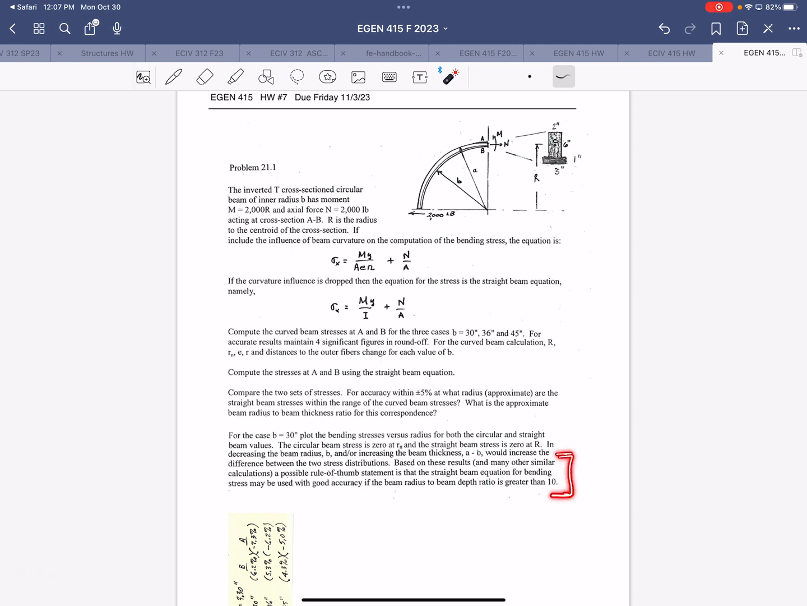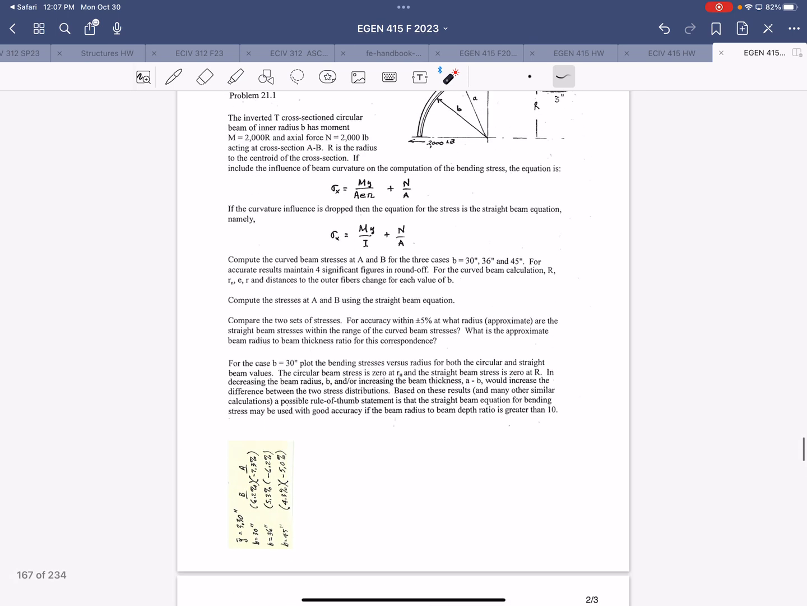So towards the end, there's some commentary that says a possible rule of thumb statement is that the straight beam equation for bending stress is reasonably applied if the beam radius to beam depth ratio is greater than 10. Right, so that's kind of what this is getting you to get a feel for.